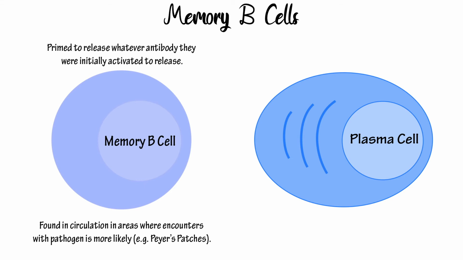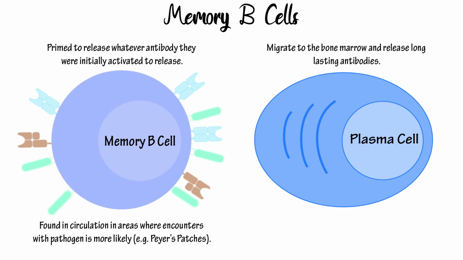Memory B cells also have upregulated expression of MHC and the B7 co-stimulatory protein. Why? Because this means that antigen presentation and activation of T cells is a much faster process. Long-lived plasma B cells will migrate to the bone marrow to exert their action. Here, they will release antibodies without necessarily encountering the pathogen. So in the event of reinfection, there are already antibodies ready to neutralize and negate the pathogen's actions. So that's how memory cells are produced.